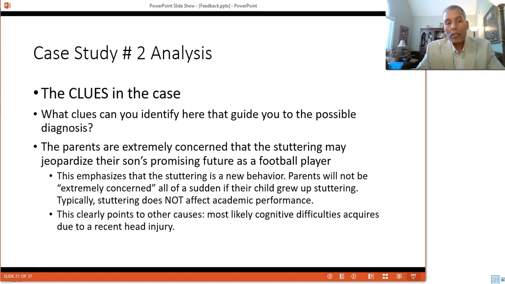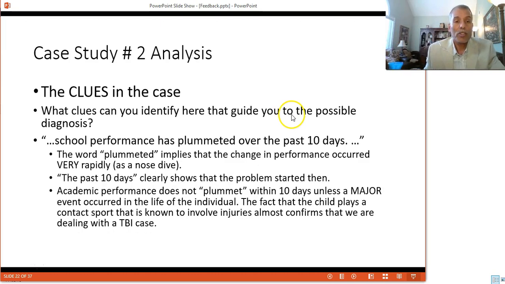So again, the parents are extremely concerned. That is sudden. That means that stuttering is a new behavior. It hasn't been there for a long time. When they are extremely concerned and so on. So that, again, most likely the problem is caused by cognitive difficulties that result from a recent head injury, or it could be a stroke. I mean, strokes can hit anyone regardless of any age.